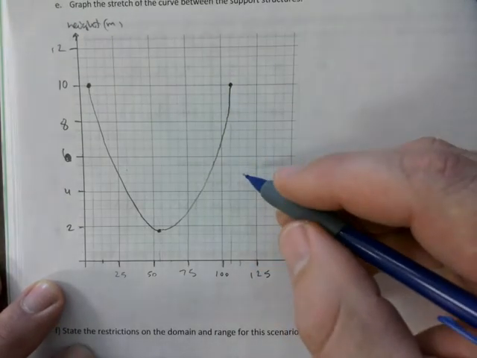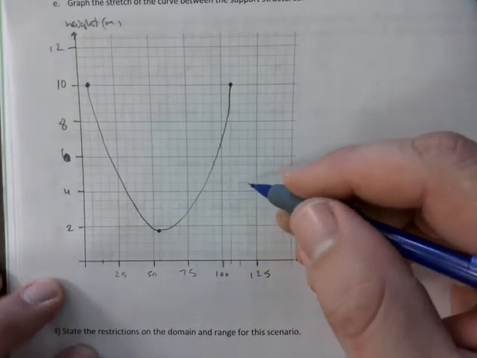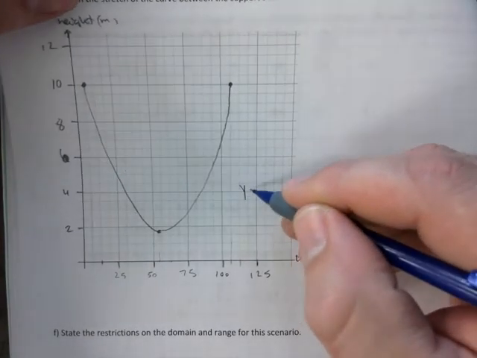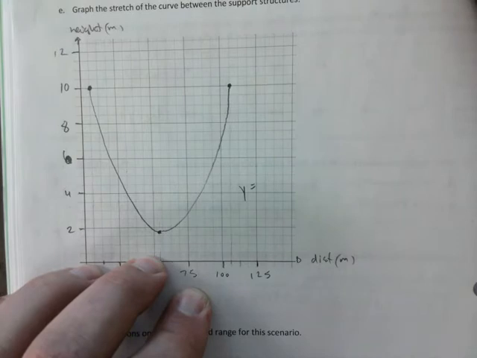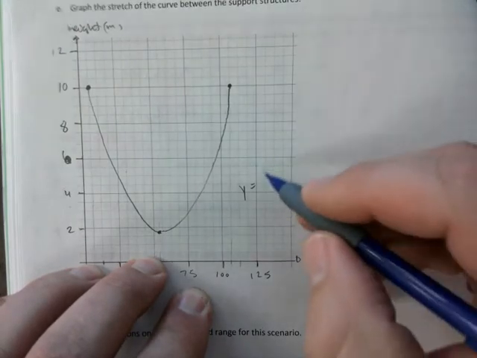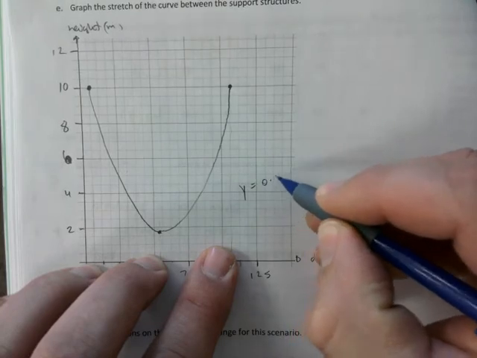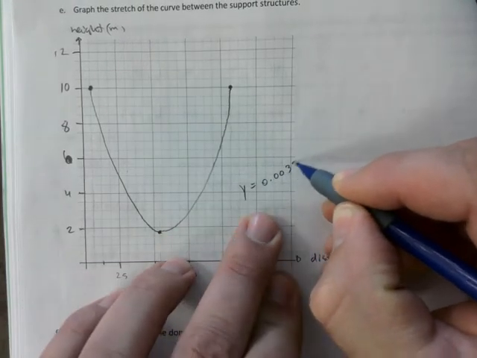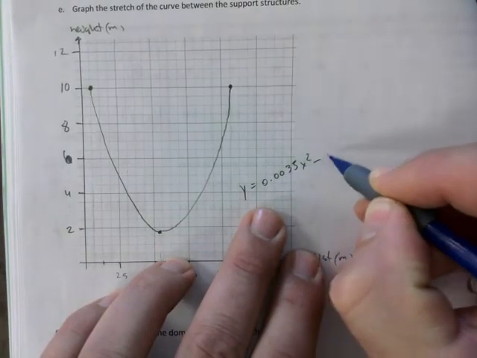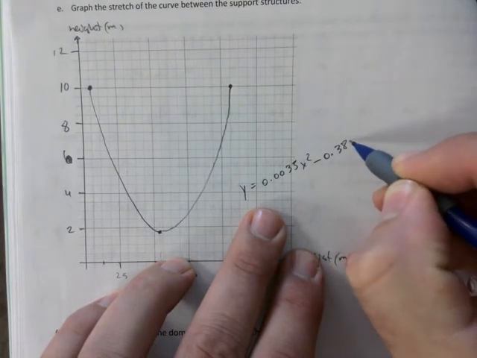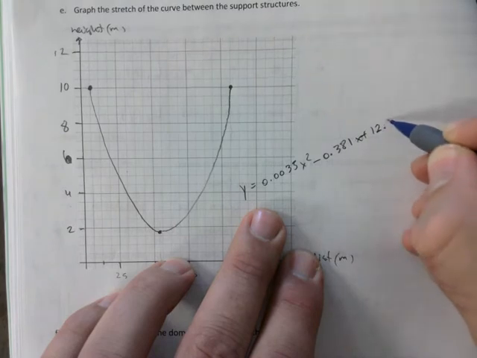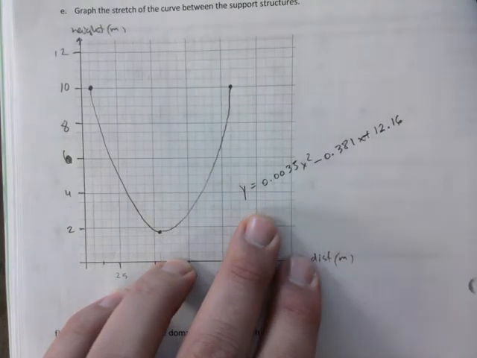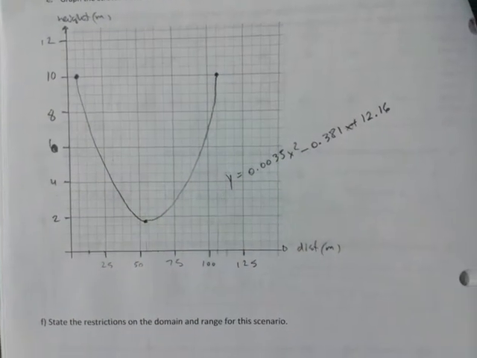There you go. Did I forget the equation on the other one? Well, here it is. Just going to run the regression one more time. 0.0035 x squared minus 0.381 x plus 12.16. Right there.